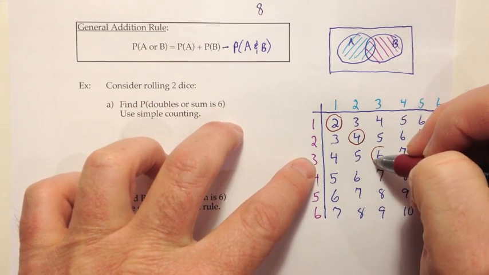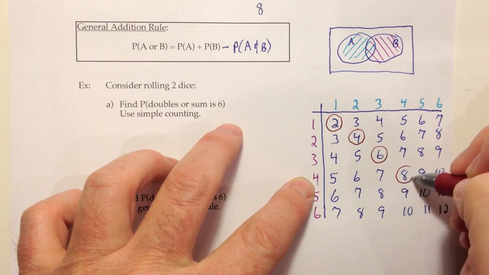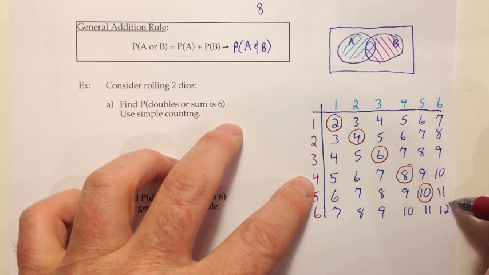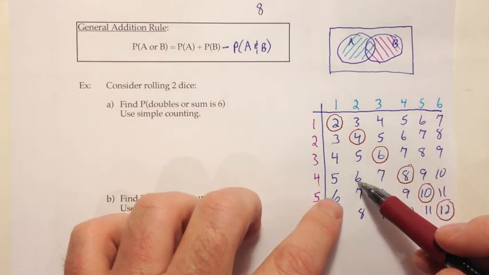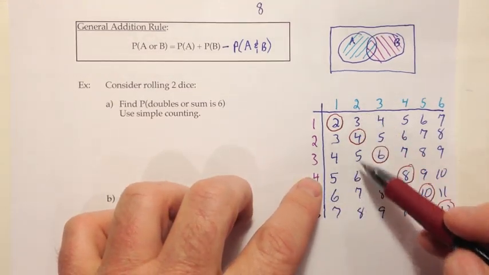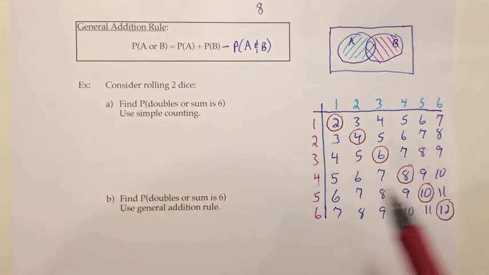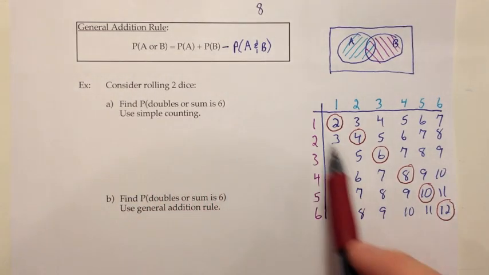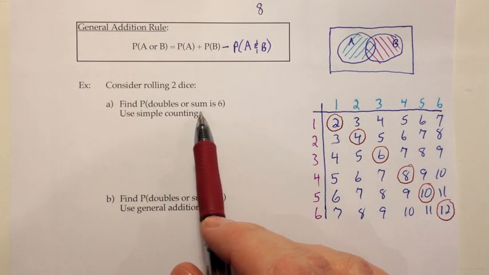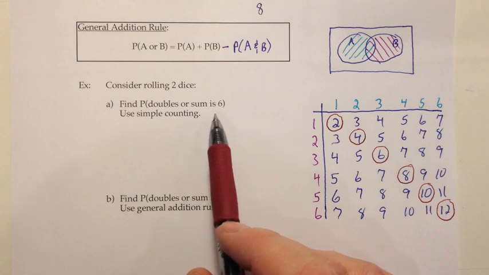A 3 with a 3 is double 3s. Here's double 4s, double 5s, and double 6s. Notice not every 6 is doubles. This 6 is a 4 and a 2, so that is a 6, but it's not doubles. And then we have all the doubles circled, but they do want us to actually count all the ones where the sum is a 6 as well.